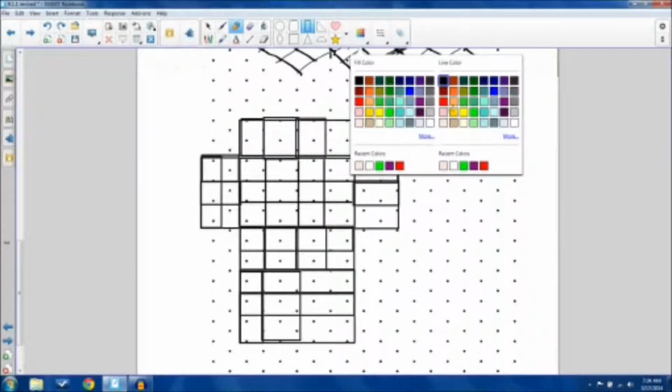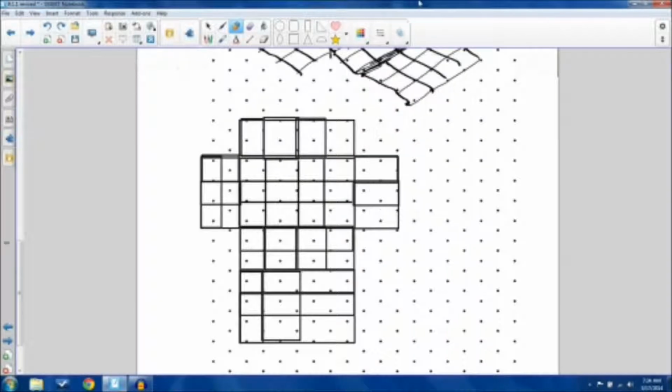Let's do that again. Make them blue and kind of bolder. Here's one facing. This was the top.